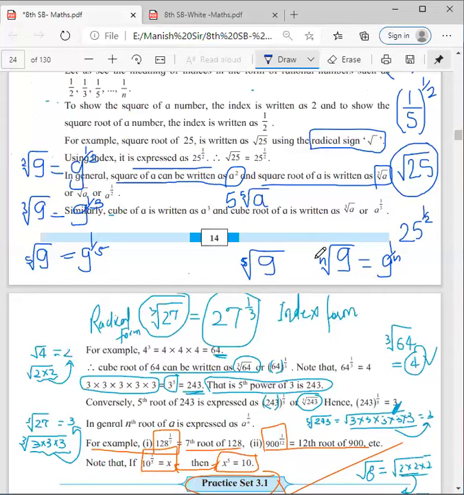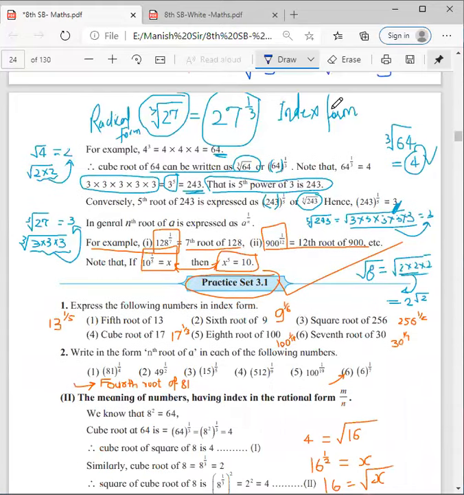Good. Now we'll move to the next page, see what they have given. For example, if we have 4 raised to 3, the power is 3, so we are multiplying the same number 3 times. How many times are we multiplying? 3 times. At the end, you will get the product as 64.